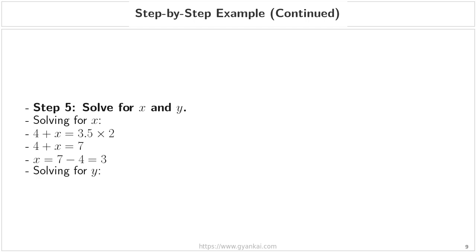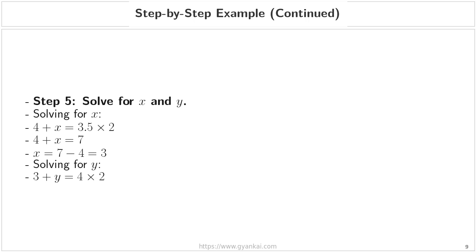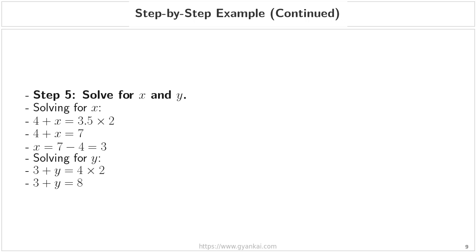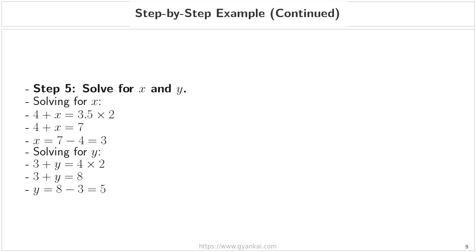Next, let's apply the same logic to find our y-coordinate. Our equation shows that 3 plus y, all divided by 2, is equal to 4. Again, we multiply both sides by 2 to clear the denominator, resulting in 3 plus y equals 4 times 2. This simplifies to 3 plus y equals 8. By subtracting 3 from both sides, we find that y equals 8 minus 3, which gives us y equals 5. By following these algebraic steps, we have successfully determined the missing coordinates.